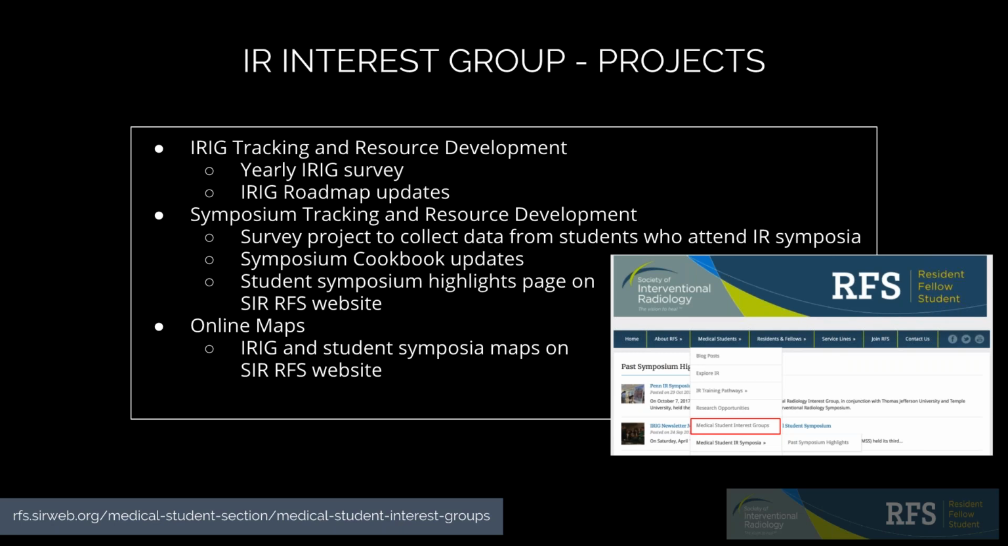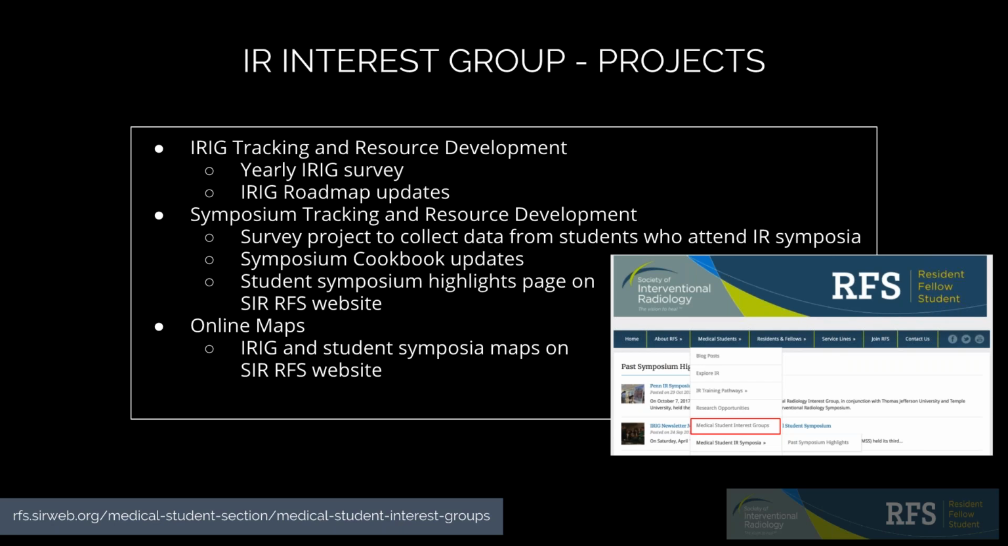Over the past year, the IRIG committee has worked on 3 main projects. The first of these projects revolves around IRIG tracking and resource development. In order to keep track of IRIG growth over time, we send out a yearly survey to medical schools to collect information about IR interest group activity there. In this way, we can keep an up-to-date database of interest groups and their contact information.